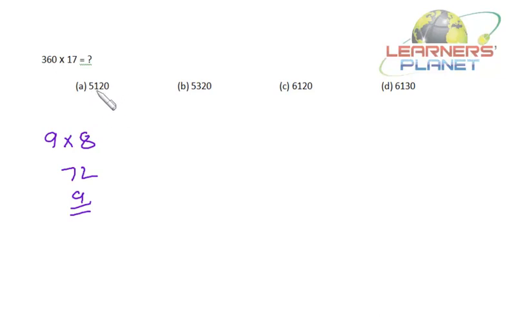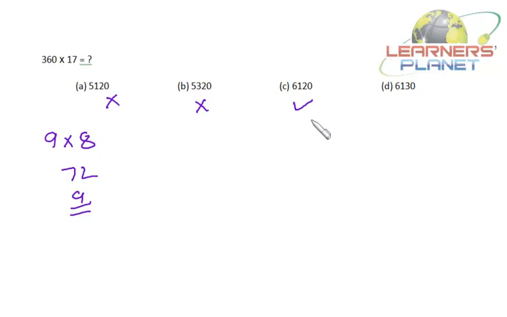In this case 5 6 7 8, it cannot be the right choice. Here 5, 6, 7, 8, 9, 10, even this cannot be the right choice. Here 6, 7, 8, 9, this can be the right choice, but let's check the other option also.